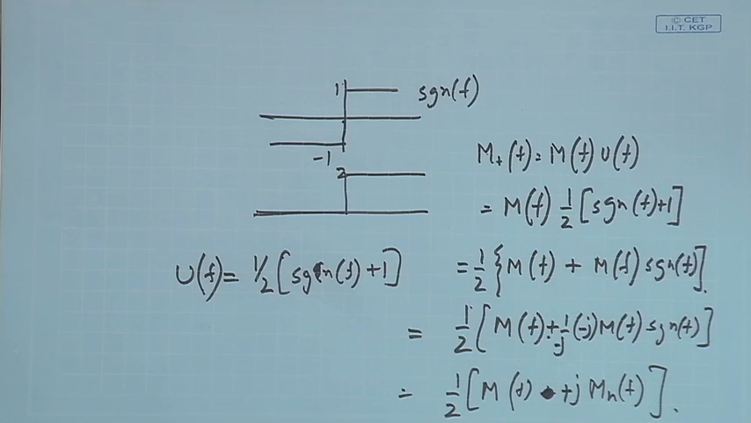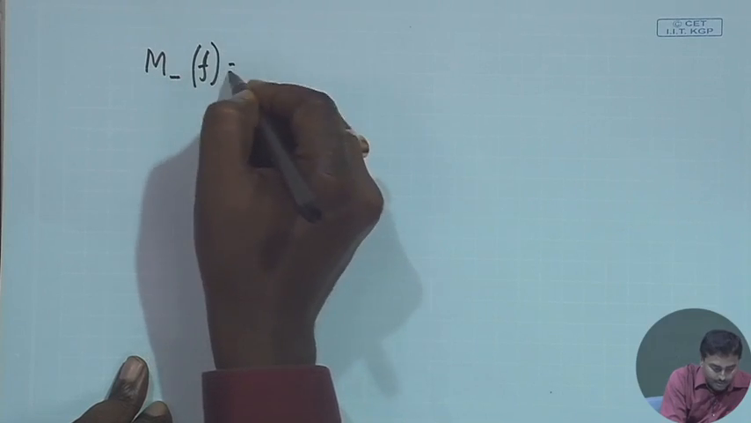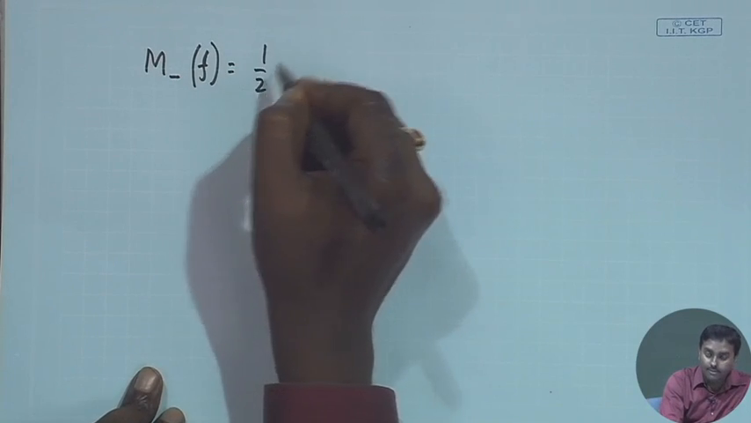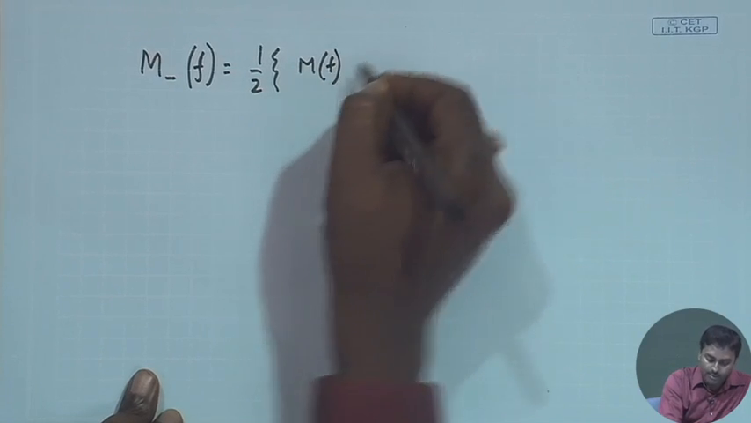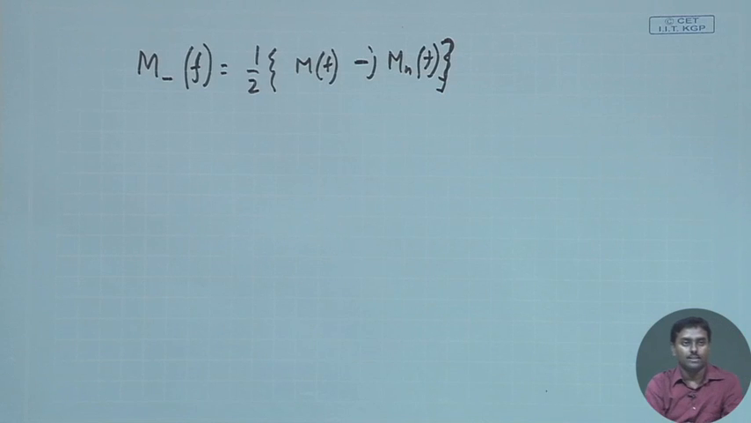So, immediately I can see that this M plus (f) can be represented as half of M(f) plus j into the Hilbert transform of the message signal. So, this can be represented. If you just do similar things, you can see also M minus (f) can be represented as half into M(f) minus j M_h(f). You can also do this. Just similar thing, you just have to represent it this way.